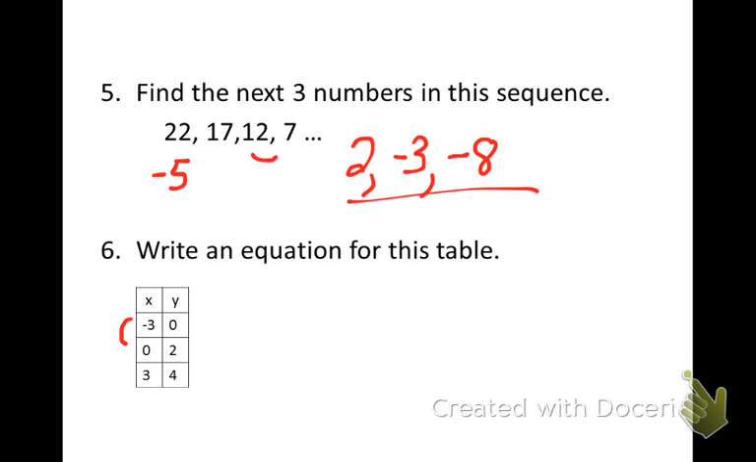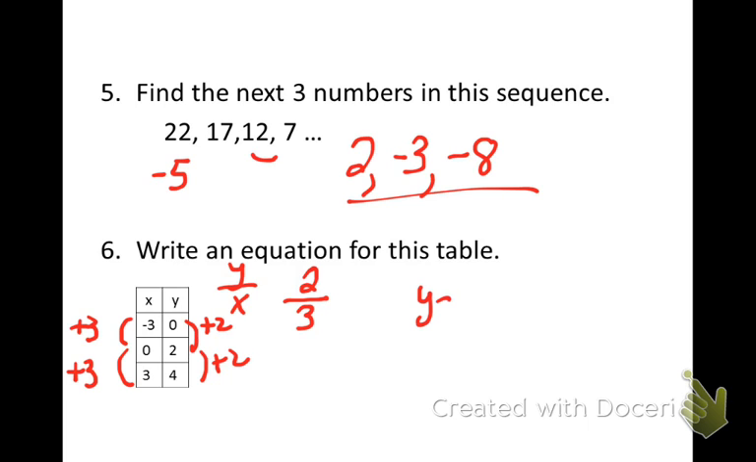So if you look here, what are you doing to negative 3 to get 0? You're adding 3. What happens going from 0 to 3? You're adding 3. Here you're adding 2 and adding 2. Remember, it's always going to be the y over the x, so we're going up y coordinates by 2 and x coordinates by 3. So we're going to put that in an equation and then test it, and if it doesn't work, then we'll have to do some changes and add something or subtract something from that.